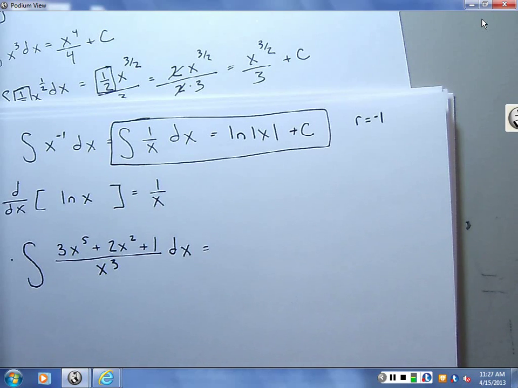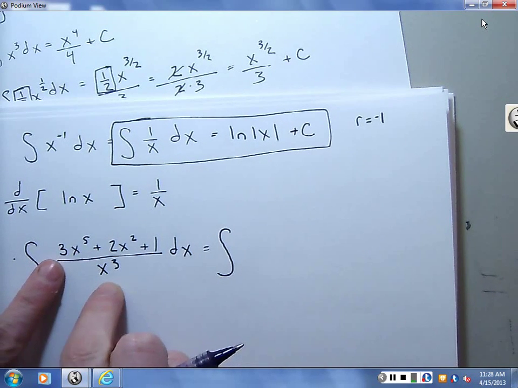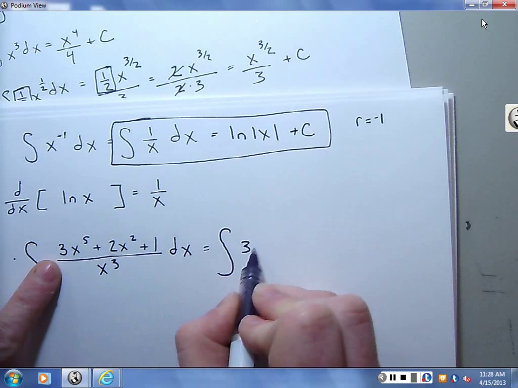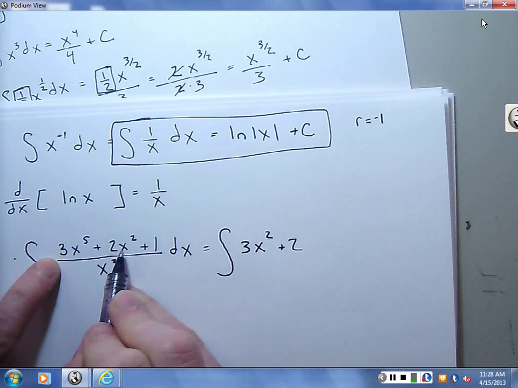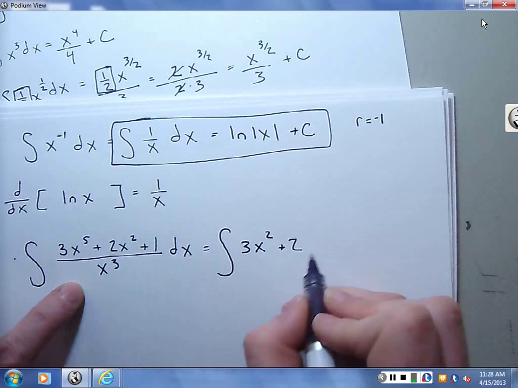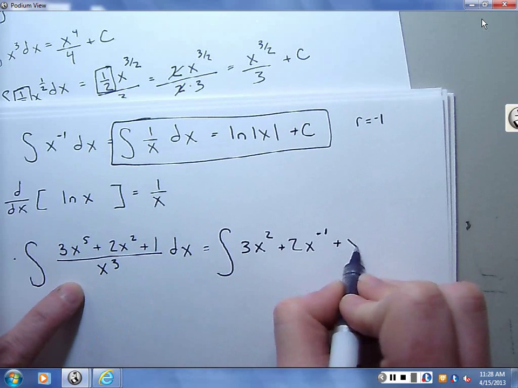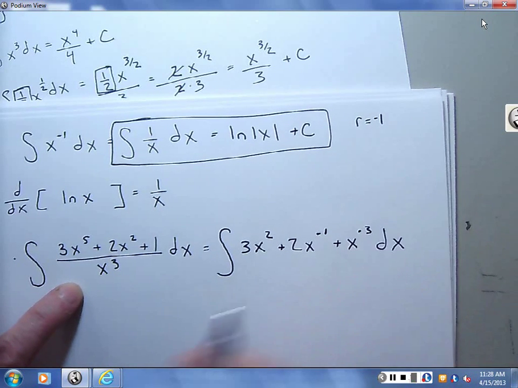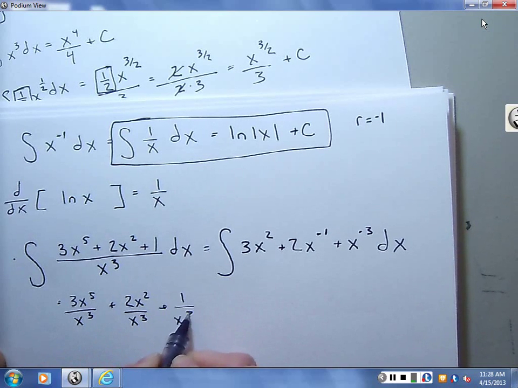So what would be the first one? 3x to the 5th divided by x cubed. That would be 3x squared. Plus 2, what's x squared divided by x cubed? x to the minus 1, plus x to the minus 3 dx. Do you guys see that? I'm just taking 3x to the 5th over x cubed plus 2x squared over x cubed plus 1 over x cubed. Yeah, I'm simplifying it.